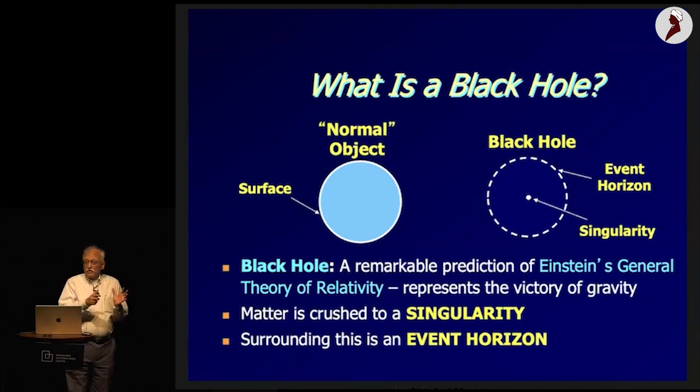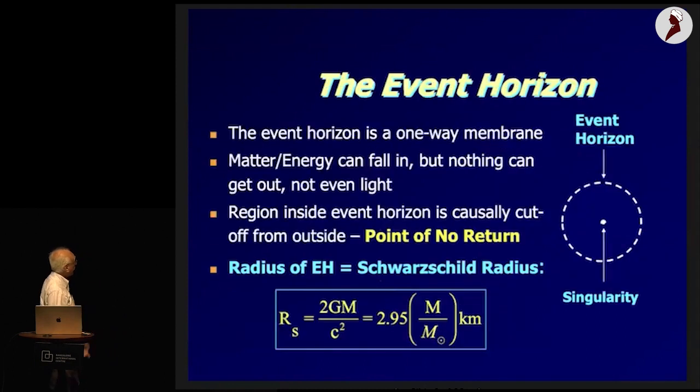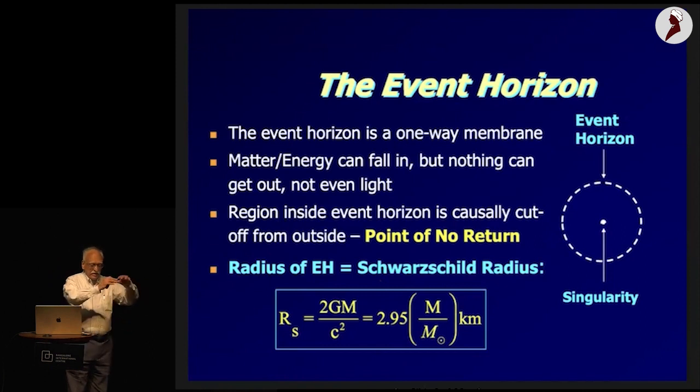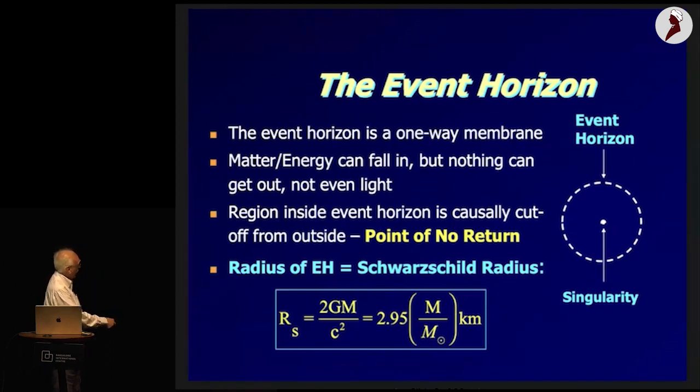And so there is no real surface. Instead, there is something called an event horizon, a pseudo-surface. And that's explained in the next slide. So this event horizon is a surface that represents a one-way boundary. If you are out here, so this is my black hole, all the mass is here. This is my event horizon.